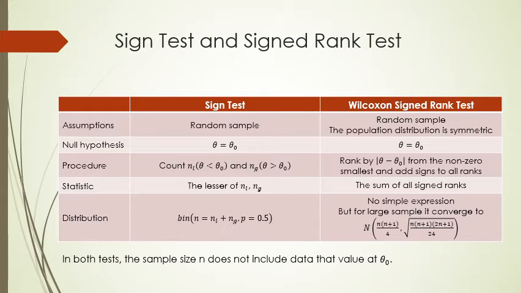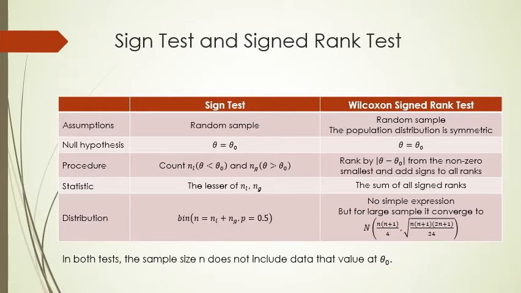We count the number of values that are less than theta 0 as NL and that are greater than theta 0 as NG. The statistic is the lesser of NL and NG, which follows a binomial distribution with the probability of 0.5. The Wilcoxon signed rank test has an additional assumption, that the population distribution is symmetric, in addition to a random sample. The null hypothesis is the same as the sign test.